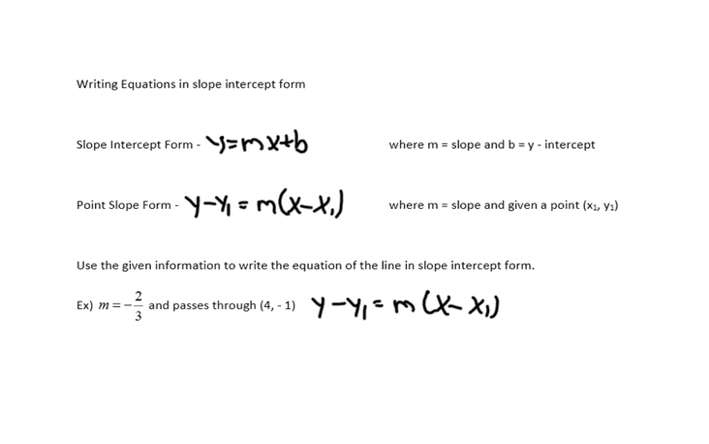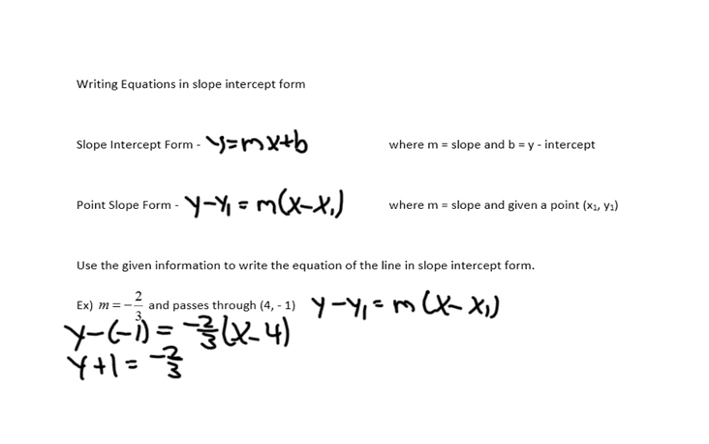So plug in what I know. Y minus a negative 1 equal to -2/3 times a quantity x minus 4. Minus a negative, so that's y plus 1. -2/3 x. Negative and a negative is a positive, and that's 8/3. Subtract 1 from both sides. That's y equal to -2/3 x plus 5/3.